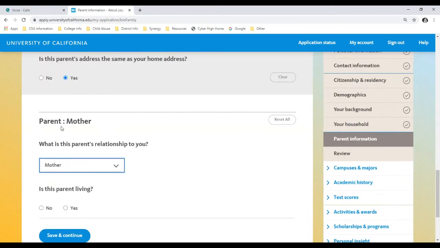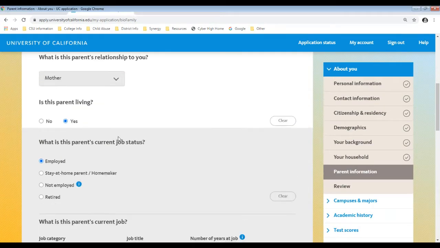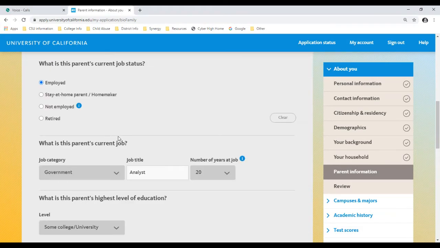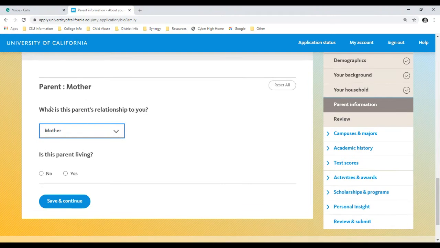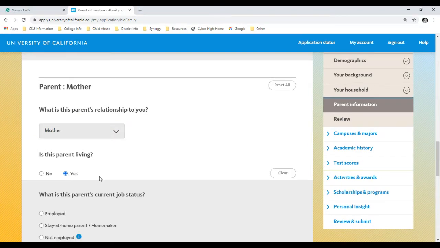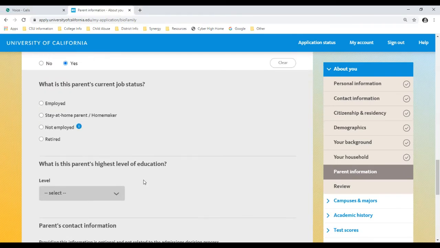Oh, wait a minute. Did I already do mother over here? Parent, mother. So I guess, I don't know if it's asking me for a different parent. Yes. Oh, I guess you can put a father and a mother if you want to put the information for both parents. Even though I didn't say that I was going to provide information for both, it's still asking me here.